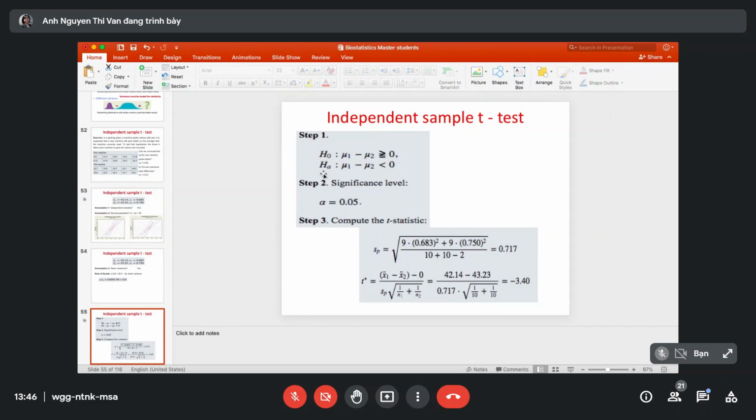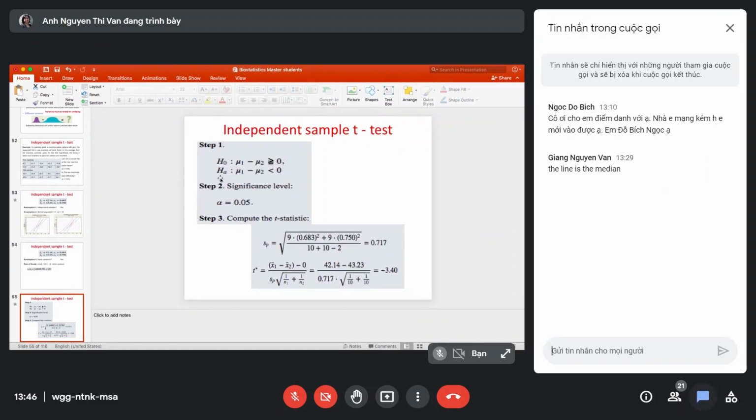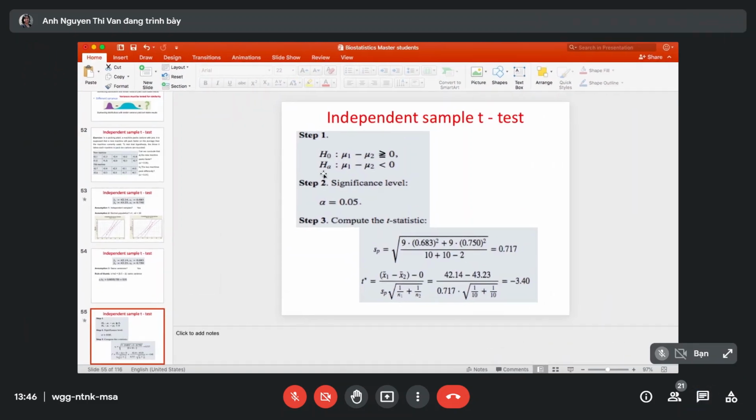So you write down the H0 and H1 like I showed you on the slide. For most cases, the alpha will be 0.05. If I don't give it to you, you will assume that it's 0.05. Here I already give you the significance level, which is 0.05.